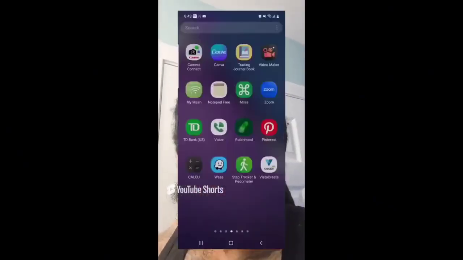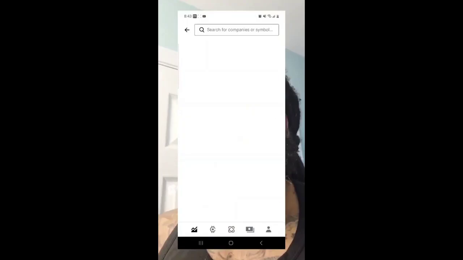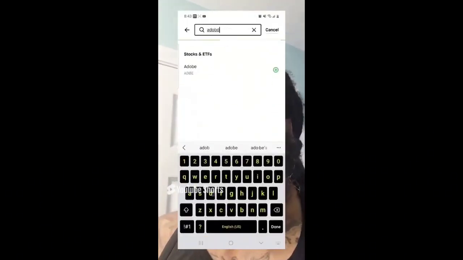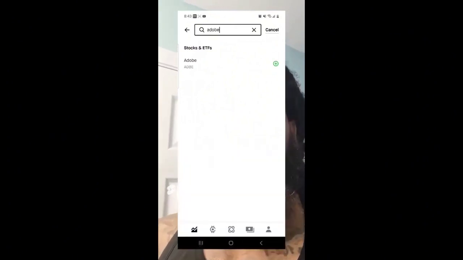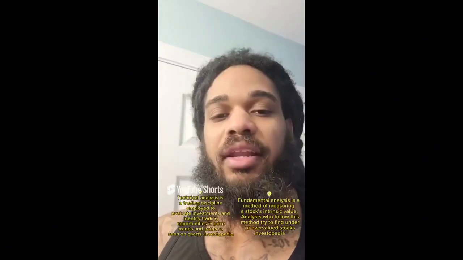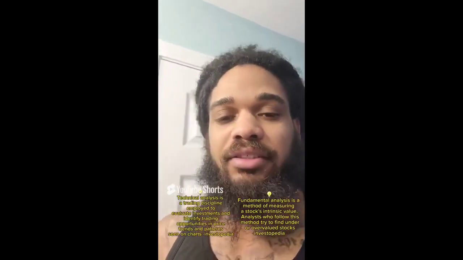The first thing that I did was open my brokerage account. Then from there, I looked up the Adobe stock, and once I looked up the Adobe stock, I pretty much used technical analysis and fundamental analysis to determine if I would like to buy the option. From there, I decided I wanted to buy the option contract. Once I determined where I wanted to get in, I bought the option contracts.